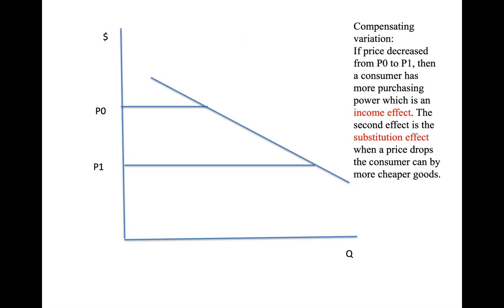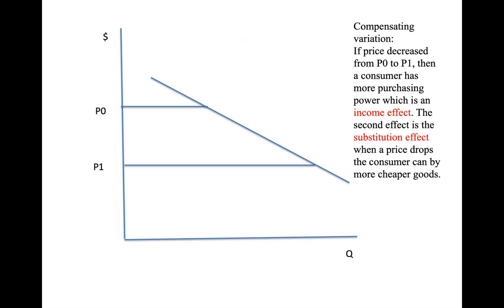So you have more money to spend on everything, including on this good. And then secondly, as this good becomes cheaper, you will have a substitution effect when the price drops, where you'll substitute this for other things, because this is now cheaper relative to everything else. The only price that's changing is the price of this good. So you're saying, oh, well, this is cheaper. It's not a perfect substitute for that, but I'm willing to buy more.